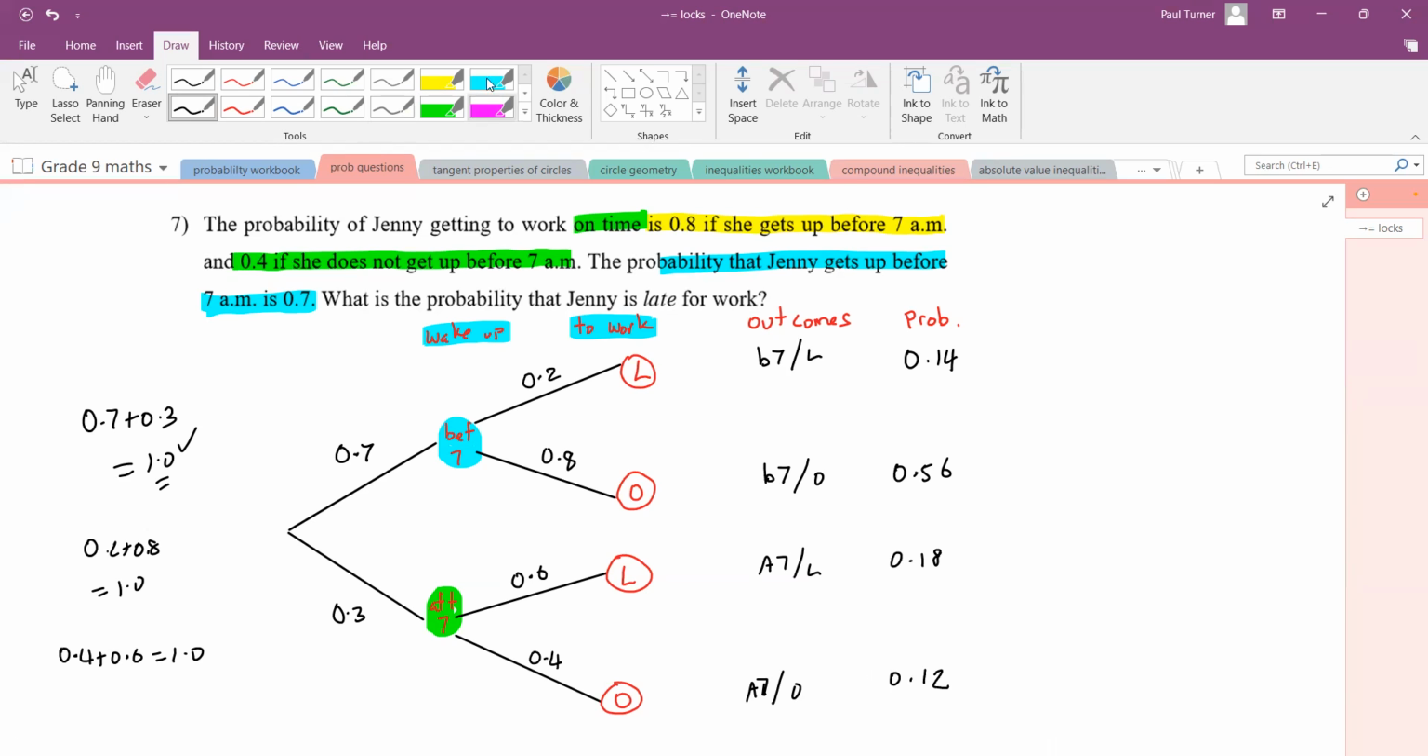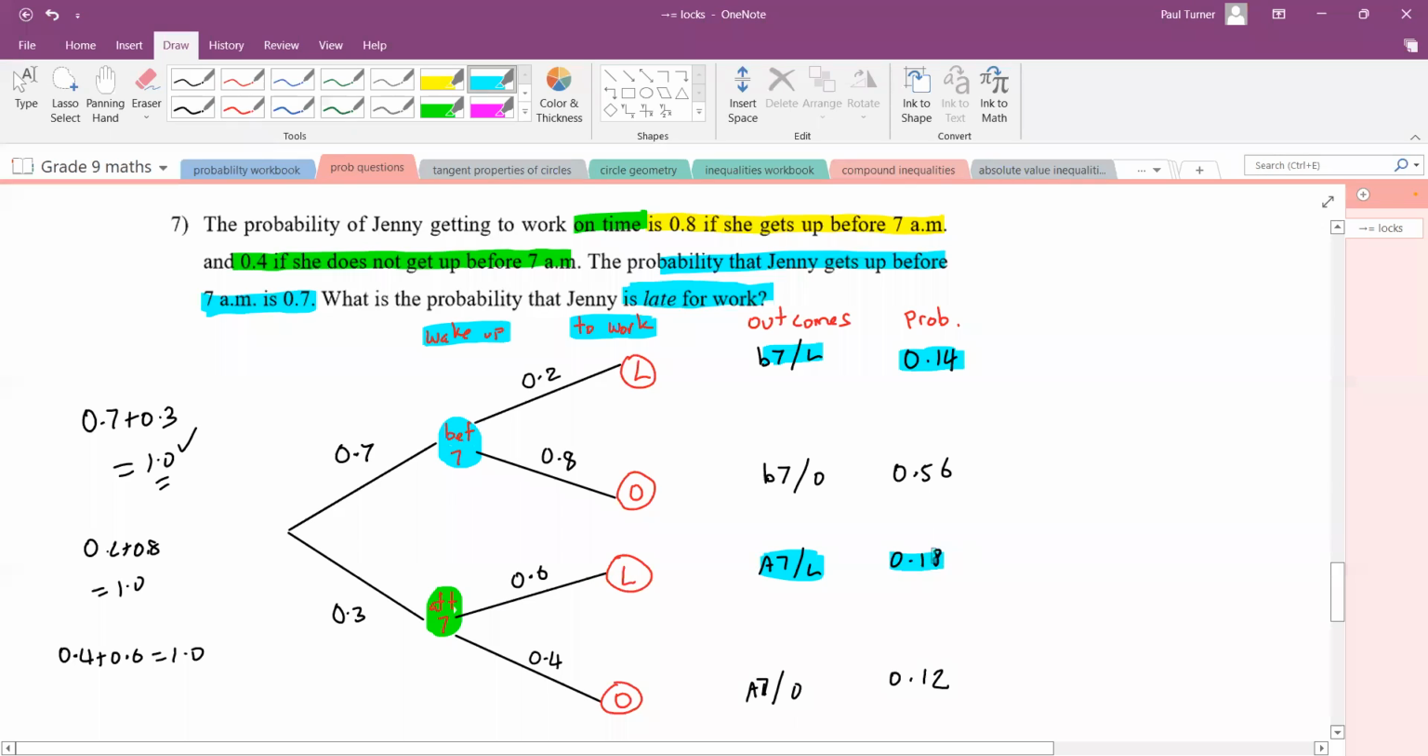Okay, what's the probability she'll be late for work? So now we look at all the outcomes that will make her late. So she could get up before 7 and be late. So that's this one here. And she could be late down here when she gets up after 7 and is also late. So these are your two possibilities. And when we take numbers from the tree, remember we add them. So 0.14 plus 0.18. So that's going to be 0.32 for the probability there. And that's your final answer.